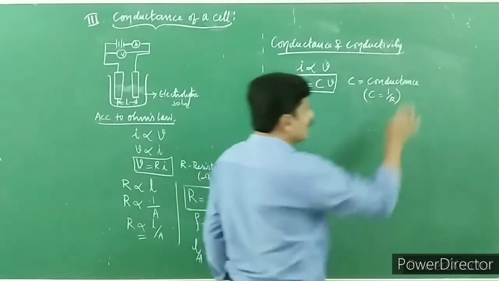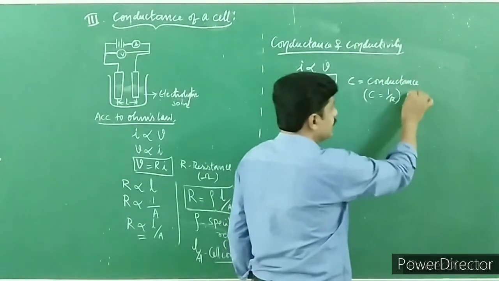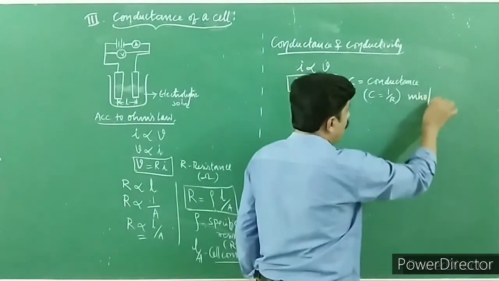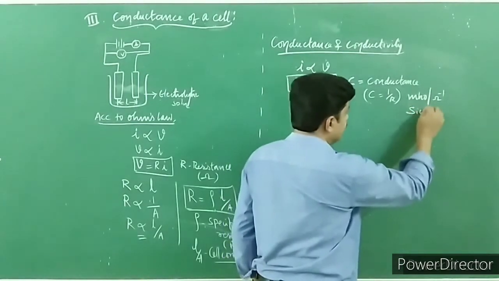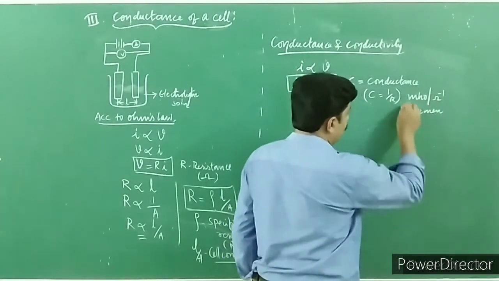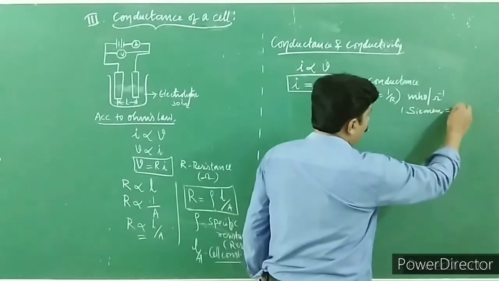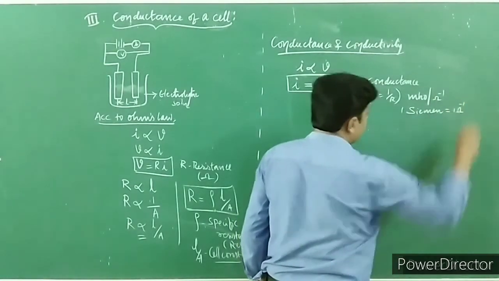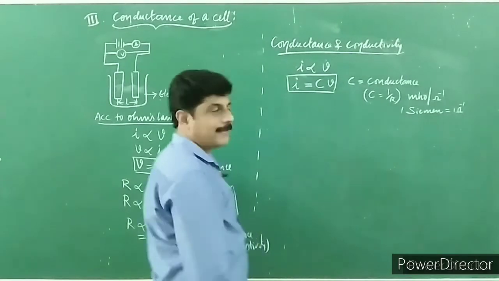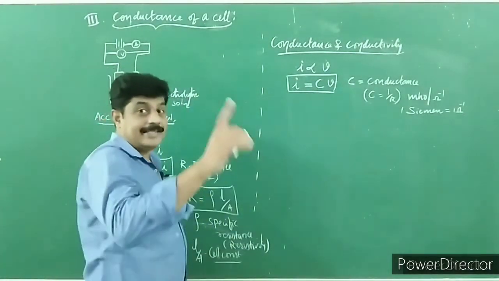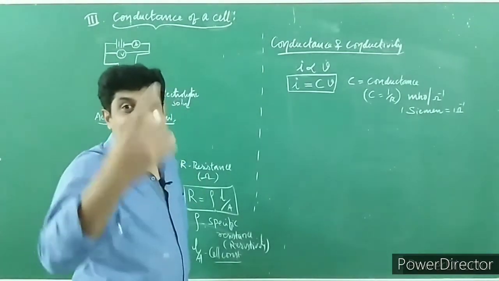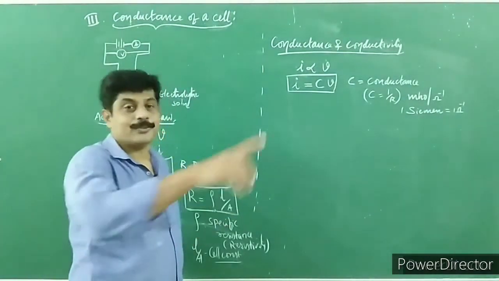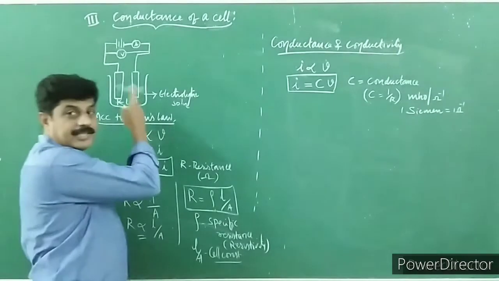That means the unit of conductance is mho or ohm inverse. Sometimes you also use what you call as Siemens. That is, 1 Siemens is equal to 1 ohm inverse. That you need to remember. Children, conductance is directly proportional to area of the electrode and inversely proportional to distance of separation between the electrodes.